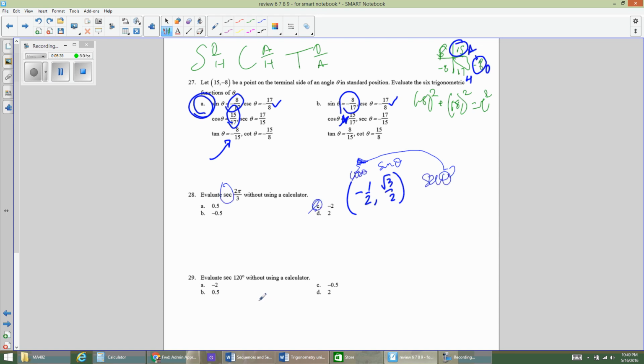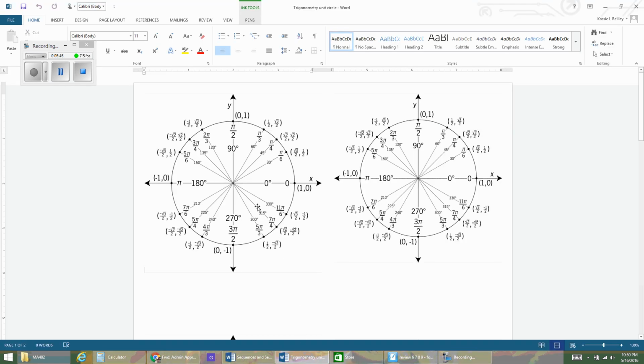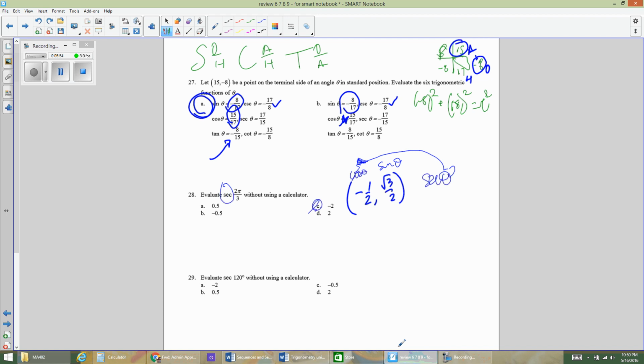Okay, another secant. Interesting. It's 120. So go back to your unit circle. Find 120. That's 2 pi over 3. So guess what? It's actually the same answer again. That's too bad. So much for a practice review.